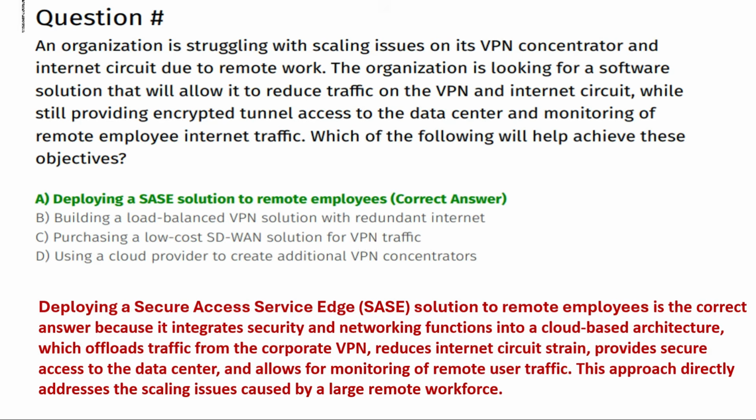Deploying a secure access service edge solution to remote employees is the correct answer because it integrates security and networking functions into a cloud-based architecture, which offloads traffic from the corporate VPN, reduces internet circuit strain, provides secure access to the data center, and allows for monitoring of remote user traffic. This approach directly addresses the scaling issues caused by a large remote workforce. So that's why the correct answer for this question is option A, deploying a SASE solution to remote employees. So let's move to the next question.